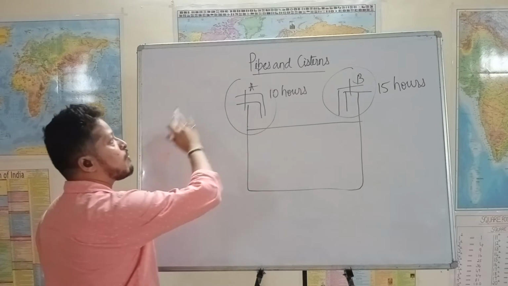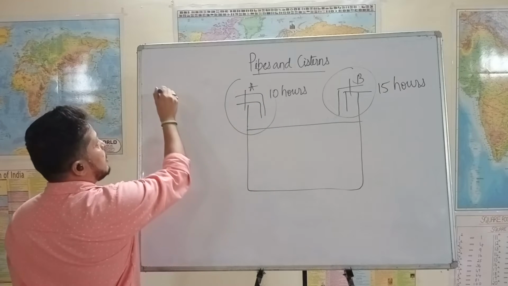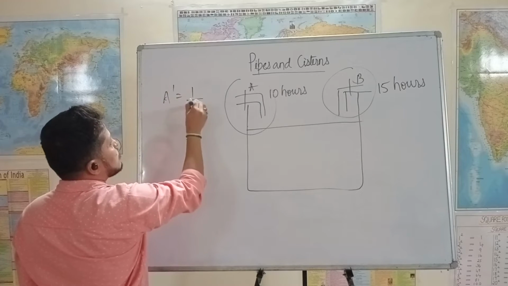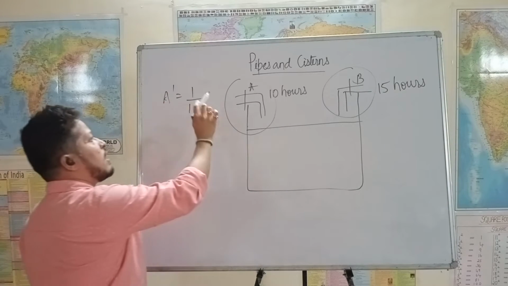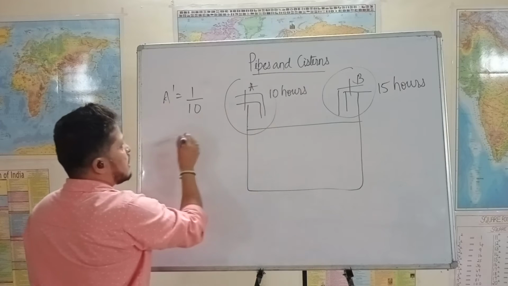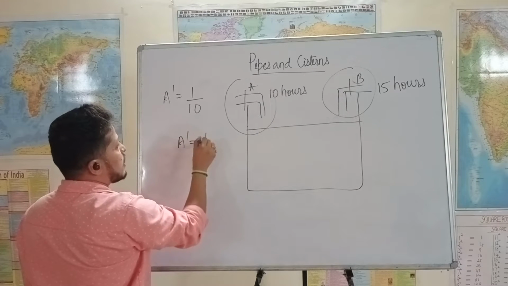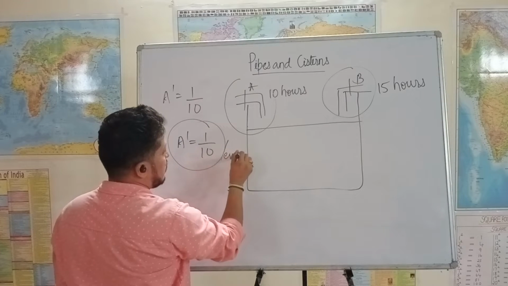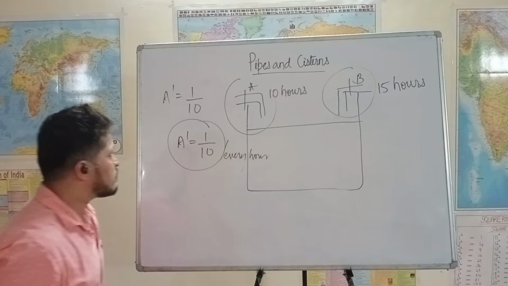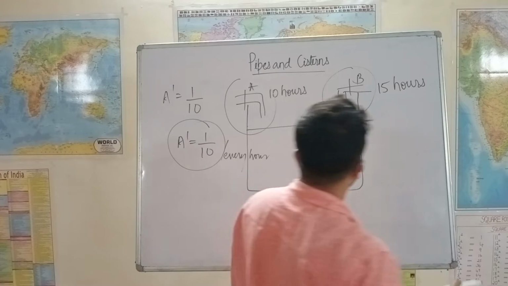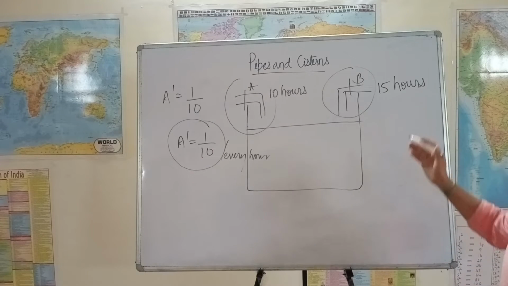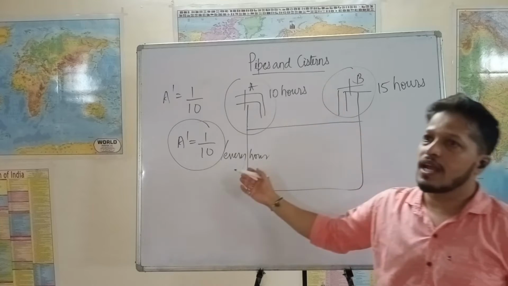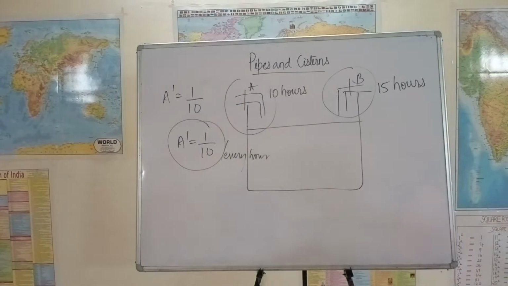So in time and work, what we do? We find the efficiency of A. Like if A can do a work in 10 hours, that means A's efficiency would be 1 by 10. So the same concept applies here also. If A can fill the entire tank in 10 hours, that means A's efficiency would be 1/10. That means it can fill 1/10 of the tank every hour. So all we need to know is if a pipe can fill the tank in 10 hours, that means it can fill 1/10 of the tank every hour. That is all we need to know here.